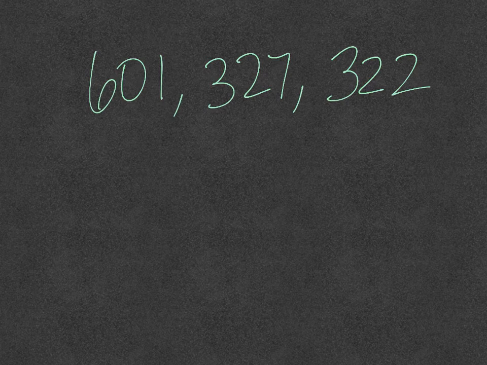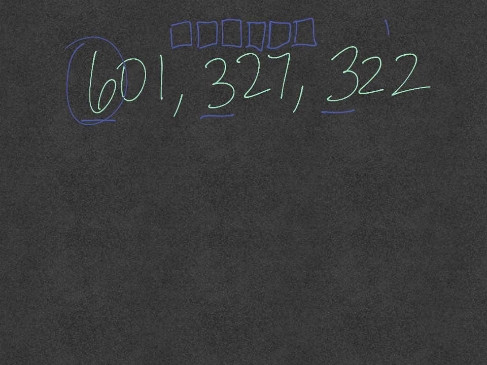So the first thing I do is I look over at my hundreds place. In my hundreds place, I have a 6 in one number, a 3 in one number, and a 3 in another number. Well, I know that my 6 is going to be the biggest because 600 is way bigger. 6 is way bigger than 3, right? So I'm going to put 601 all the way at the very end of my list because I know that's going to be my biggest number.